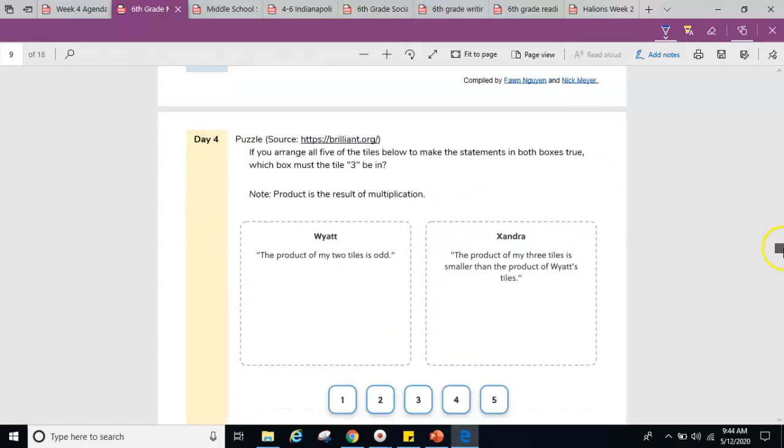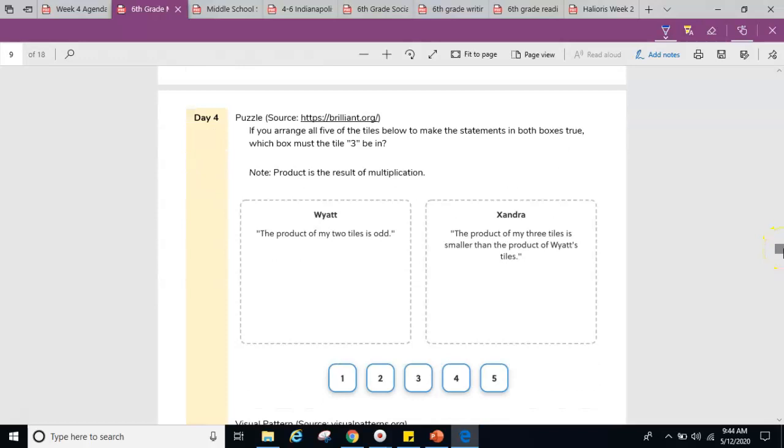Moving on, day 4. Puzzle. If you arrange all 5 of the tiles below to make the statements in both boxes true, which box must the tile 3 be in? Wait, note, product is a result of multiplication. We all know that. So Wyatt, the product of my 2 tiles is odd.